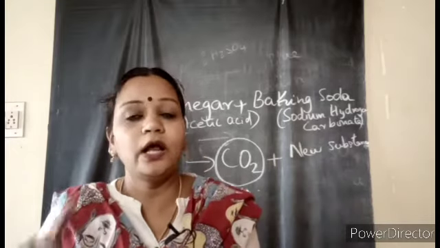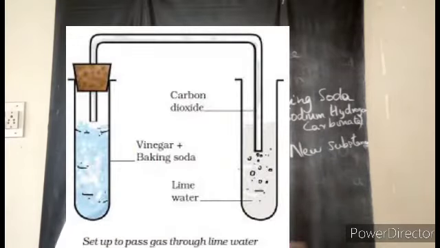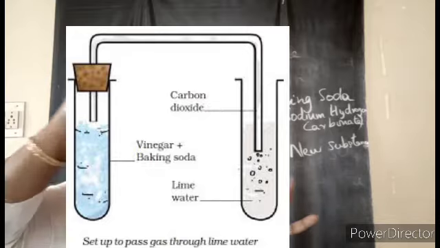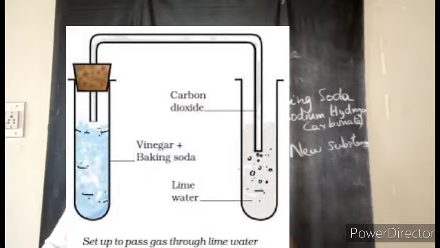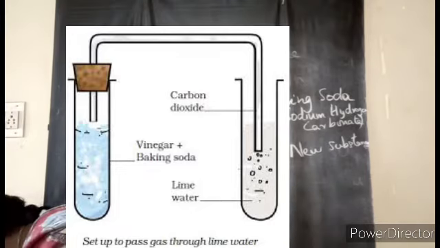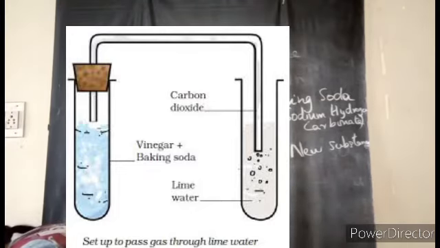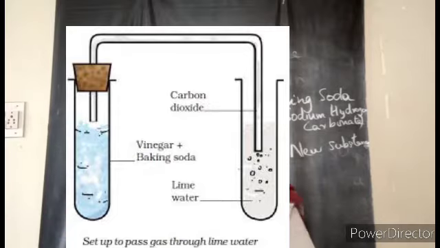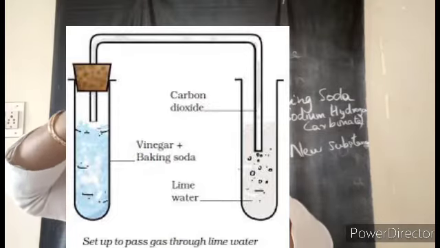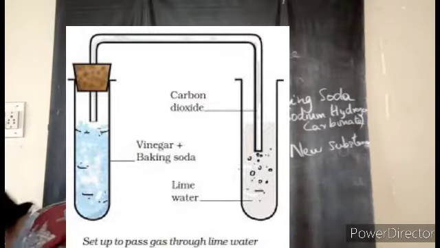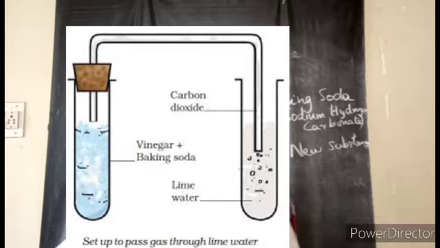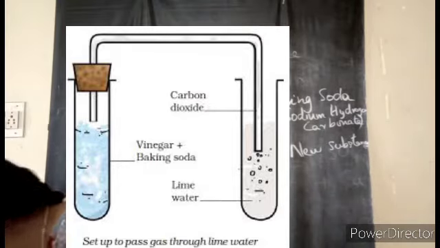There is one test for confirmation of carbon dioxide that can be done only in the lab, children. We have to connect it as shown in the figure, and the carbon dioxide should be made to pass through lime water. You all know lime, no? Like this, lime water should be taken. So I have taken lime and lime water. We should make lime water, and only the carbon dioxide should be made to pass through this.